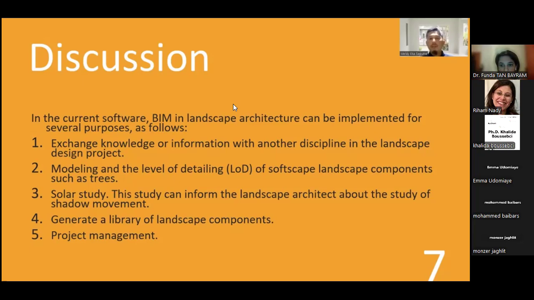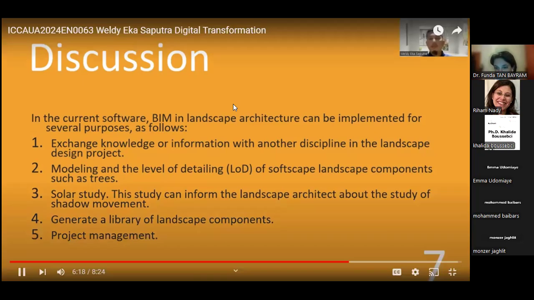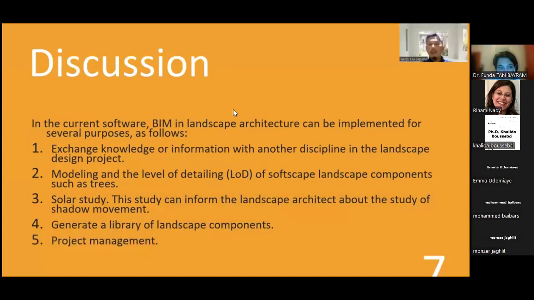Number four, of course, when we make the modeling in BIM, we can also generate a library of landscape components inside the BIM. And in this library, we can set the level of detailing. It can be only a mesh, or a little bit detailed, or more detailed, or even more detailed when they do the rendering of this modeling.